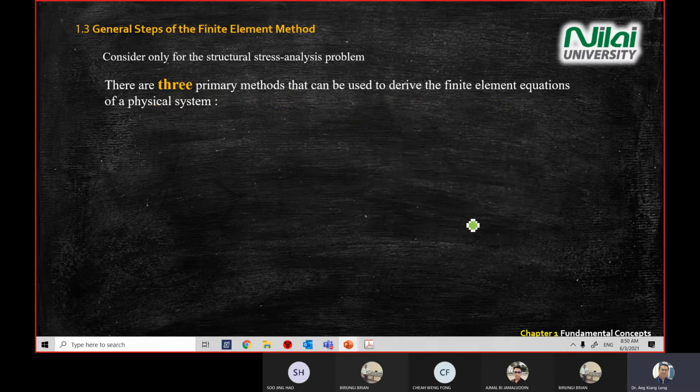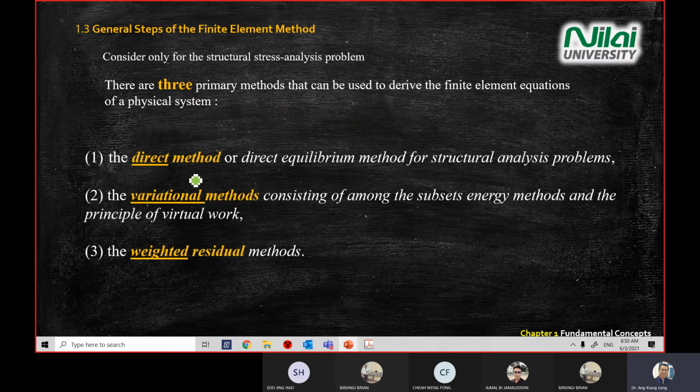There are 3 methods to solve. All right. So direct, variation, and weighted residual method. So this one you can look at my slides later on. Yeah. So there are three primary methods we will use throughout the module. The first one, direct method, means you will see the word equilibrium, means all the force equal to 0.